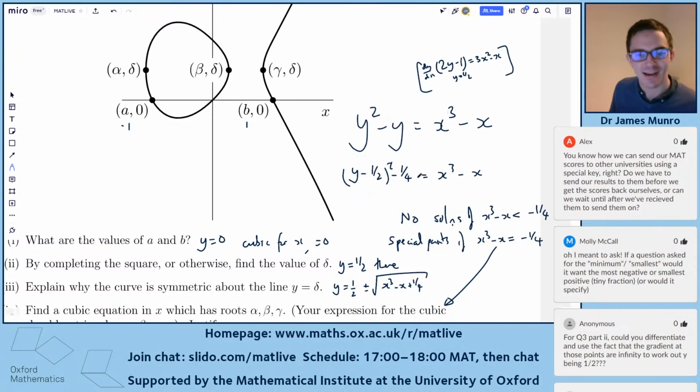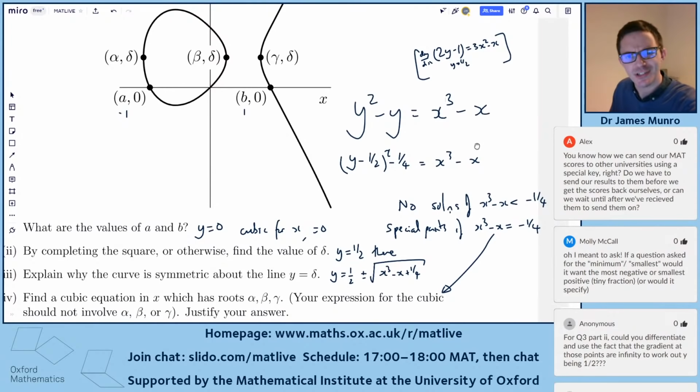Ooh, who is scared by that? Have a quick look at the number of viewers. Everyone's just logged off, having seen some implicit differentiation. If you're in year 3, ooh, everyone's in.